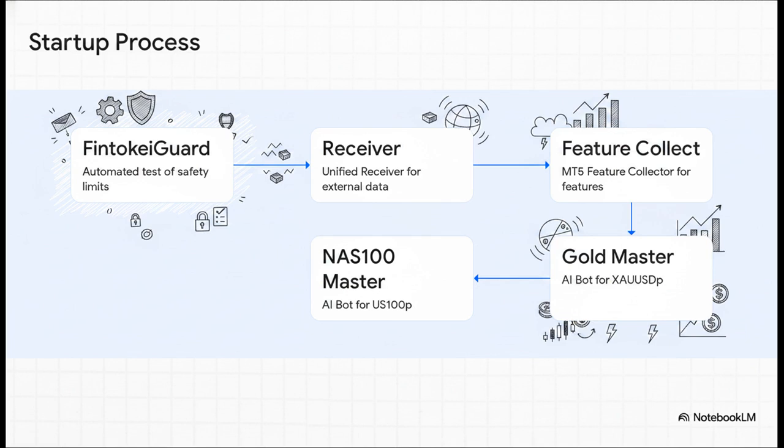Only when that defense is 100% confirmed active does it boot up the unified receiver for external data, the MT5 feature collector, and finally, those master AI bots for Gold and NAS 100. It's a classic case of defense always preceding offense.